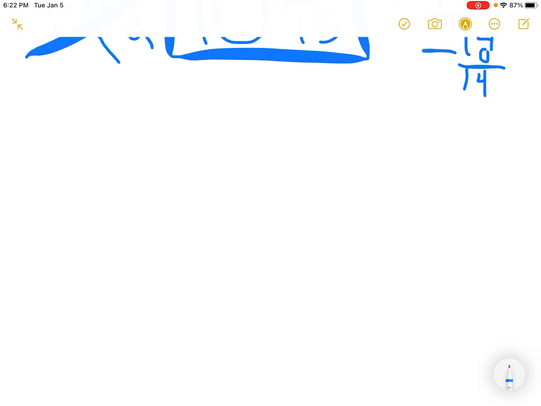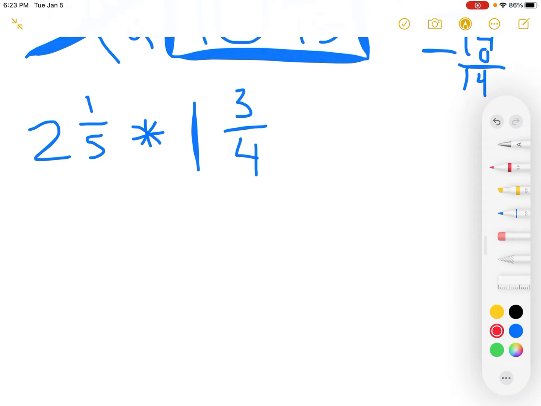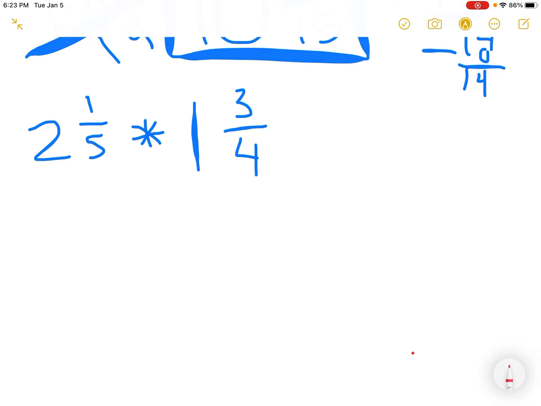Okay, so the second one, let's try 2 1/5. We'll do an asterisk, that also means times. 1 3/4. Before we begin, we need to turn these fractions, these mixed numbers, into improper fractions. We cannot solve with the whole number out in front. You take the denominator, multiply it by 2 to get 10, add the 1 to get 11, denominator stays the same.